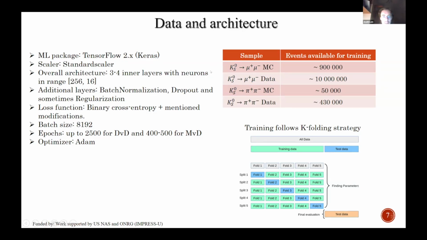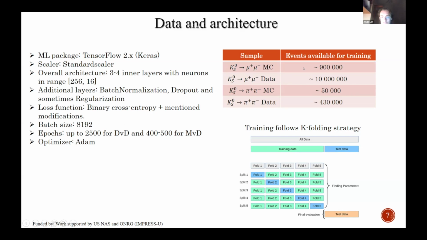Before moving to the results, there are a few properties of our machine learning trainings which are similar in every strategy and approach we took. Here they are listed. For example, we are using TensorFlow Keras, standard scaler, and a not very massive DNN architecture, meaning 3 to 4 inner layers with neurons ranging from 256 decreasing to 16. We actively used batch normalization, and for the Monte Carlo versus data approach, we also use dropout and sometimes regularization. Other characteristics similar for both approaches are listed here.